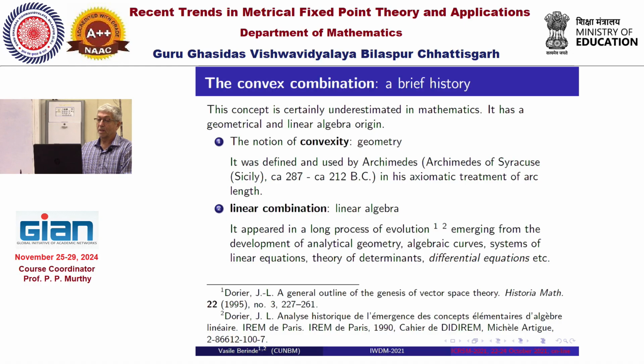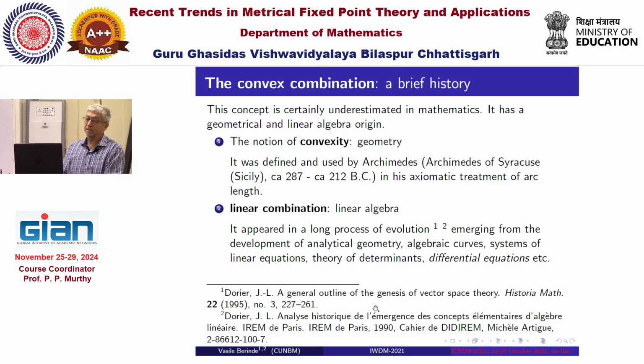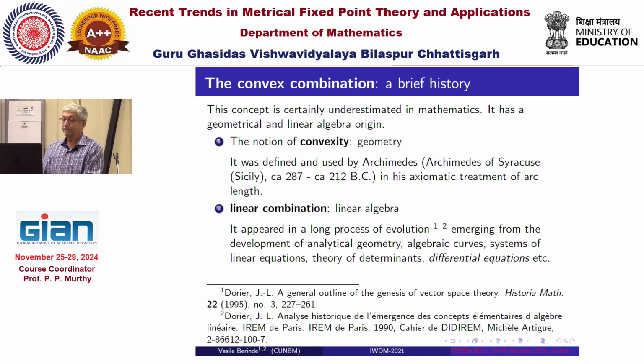We use this concept of convex combination. Some interesting papers that I suggest: this one, A General Outline of the Genesis of Vector Space Theory, from 1995, a very interesting paper. And this nice book by Dorier, which is in French, is a historical analysis regarding the emergence of some elementary concepts in linear algebra.